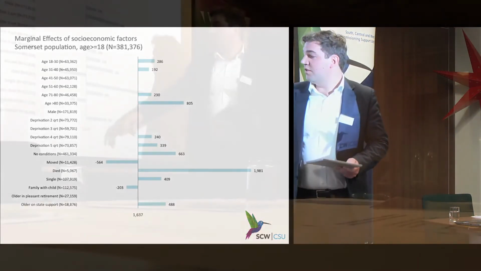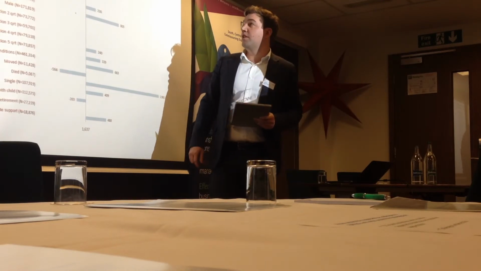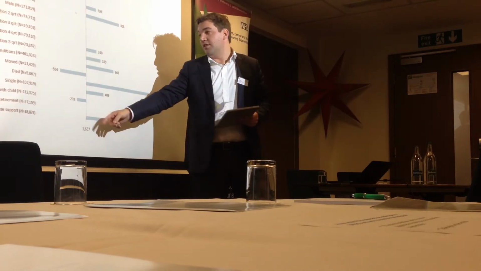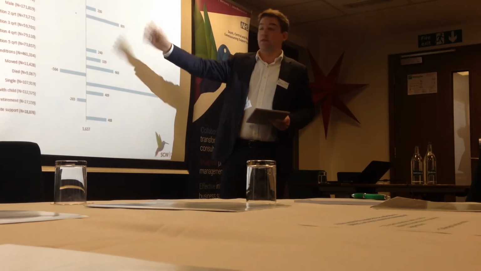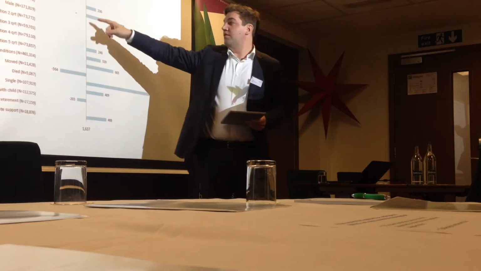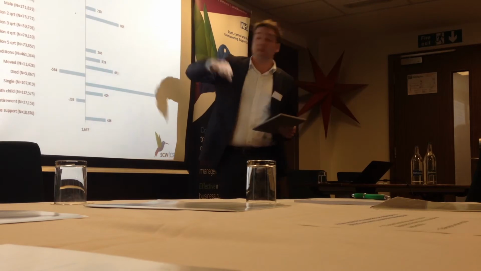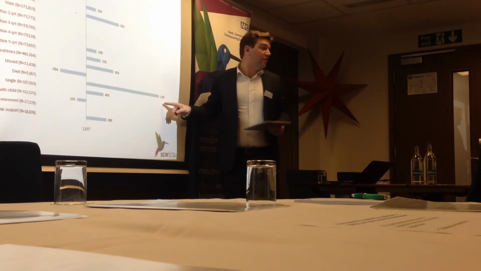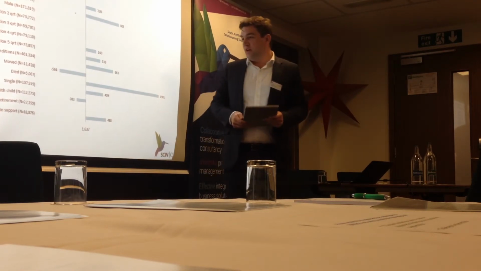So what you're seeing here is the marginal effects of demographic factors on the population. So this is the adult population. There's 381,000 of them in Somerset. The average cost is £1,600. So you see here the marginal effect. Everything on the right here is higher than average. Everything on the left is lower than average. So actually, if you look at the elderly population, they only cost £805 more than the average adult population. If you die in the year, you cost a lot more, which we might expect.